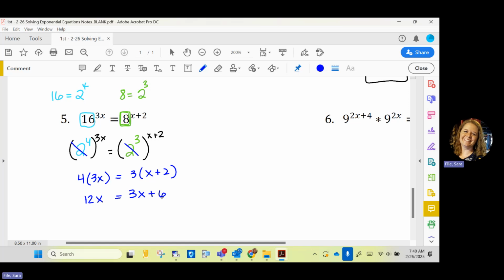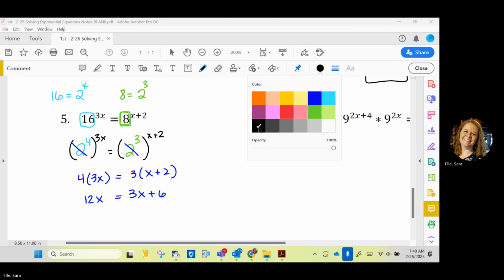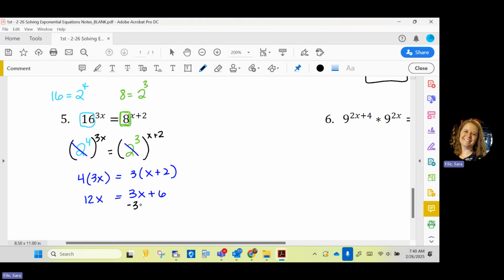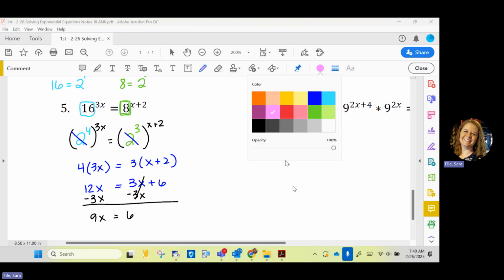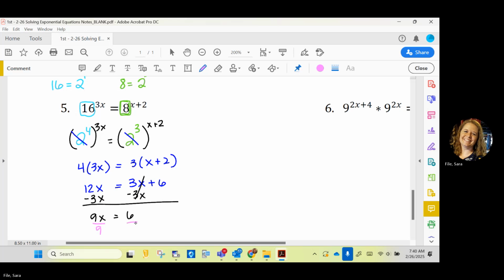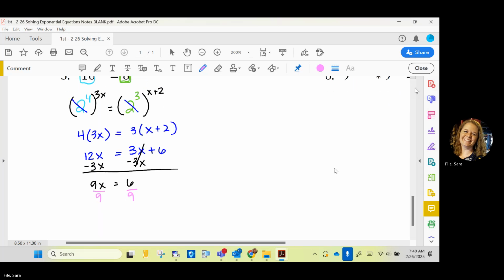Now we're solving. So let's move the x's to the left because there's only one constant and it's already on the right. So I've got 9x equals 6. And then I've got to get rid of the coefficient, the 9. I get x is 6/9, but 6/9 will reduce, won't it? What will that reduce to? 2/3.